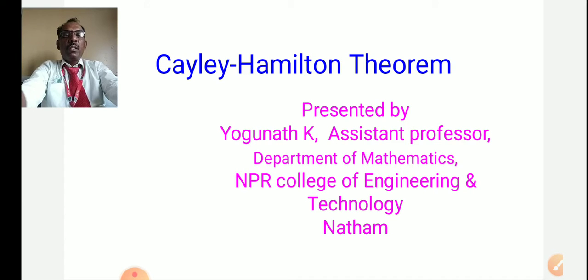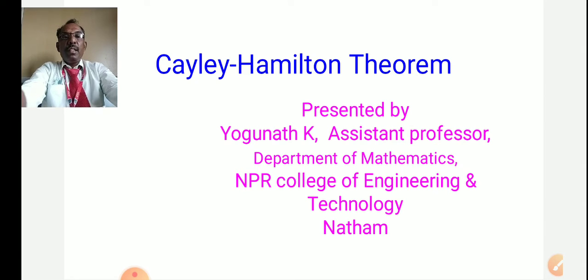Now we are going to discuss the paper Engineering Mathematics 2. The subject code of this paper is MA8251. This is the 2017 regulations, Anna University, Chennai. This paper has 5 units. The first unit is matrices.